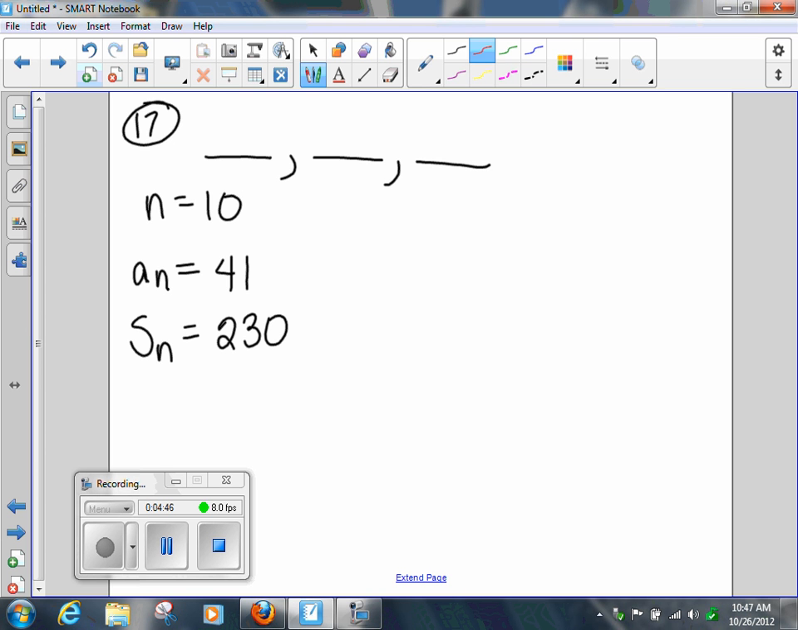Folks, what should I actually replace n with as our subscript? 10. If there are 10 terms, I should actually have a sub 10 is 41. S sub 10 is 230, okay? Now, I've got an S here. That leads me to the capital S series formula. Okay, we're still in the land of arithmetic. So here we go. S sub n, just the general formula, is n over 2 times the quantity a sub 1 plus a sub n.